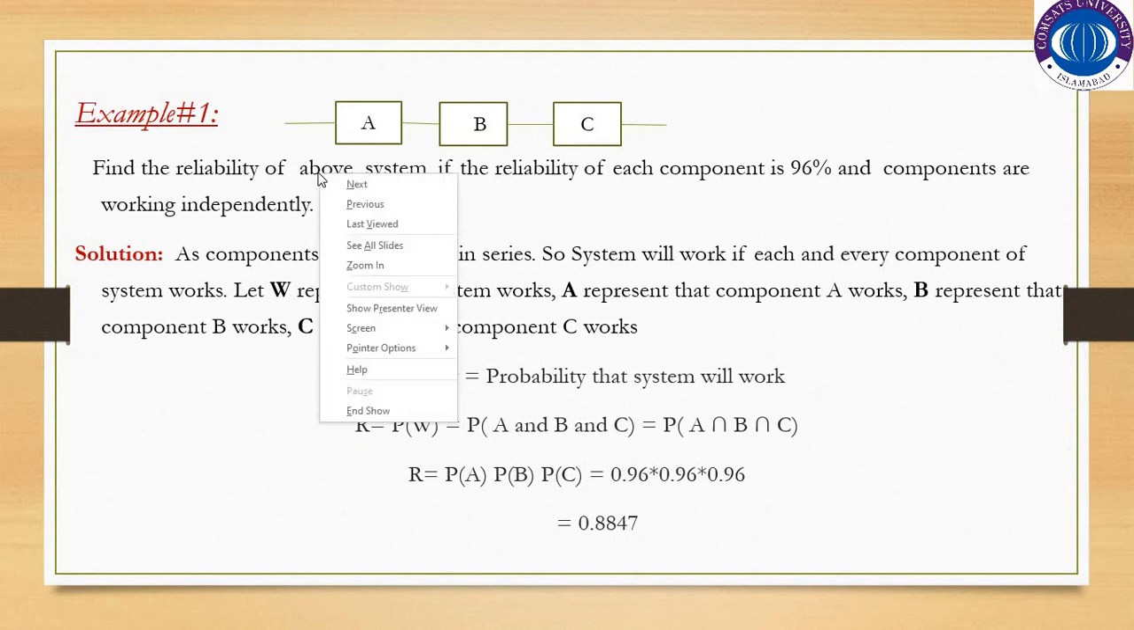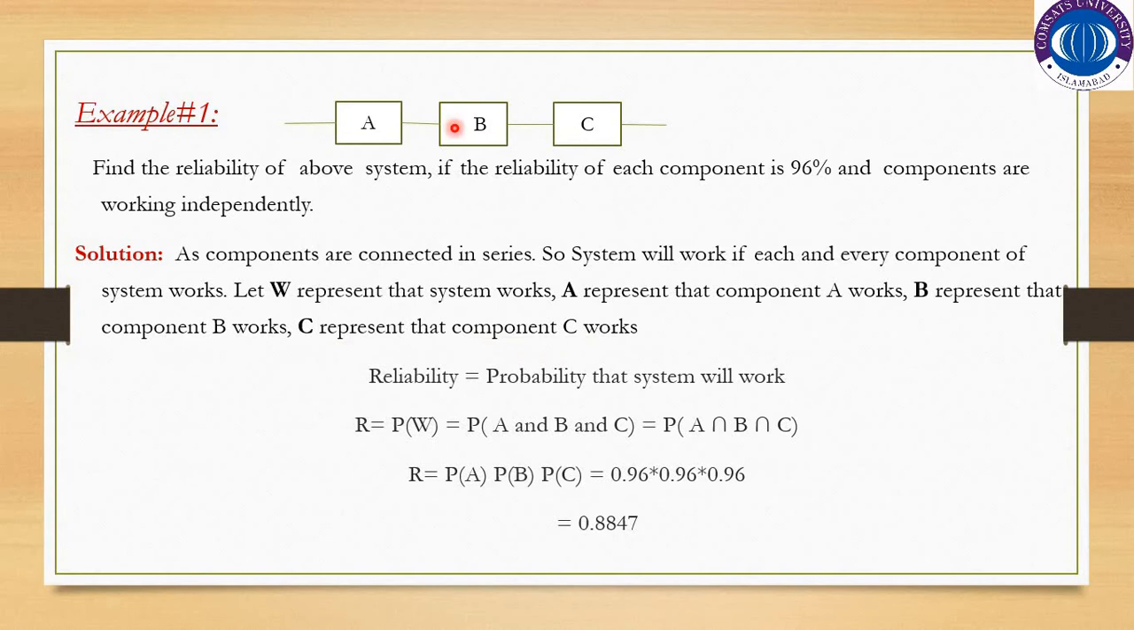Example number 1. Let's suppose this is a system. Find the reliability of the above system if the reliability of each component is 96% and components are working independently. As components are connected in series, whenever the system is in working condition, it would be in series from A to B to C.